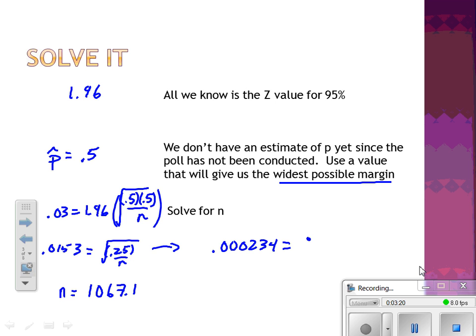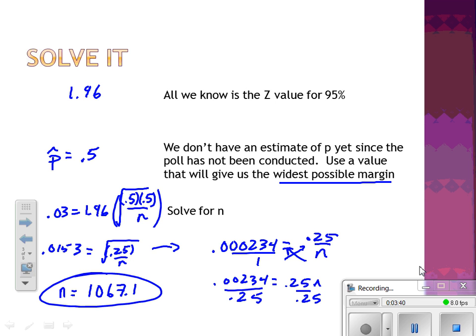What I would do is just set up, cross multiply, and solve. So you'd end up with 0.000234 equals 0.25 over n, so 0.000234n equals 0.25. Divide both sides to get this 1067.1. The trick here is you always go up to the next person. So we're actually going to talk to 1068 people, and that should give us the information that we're after.